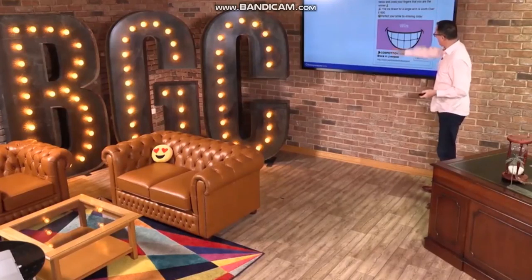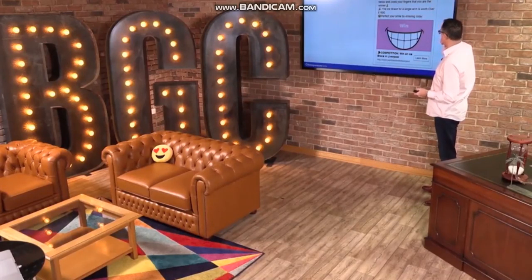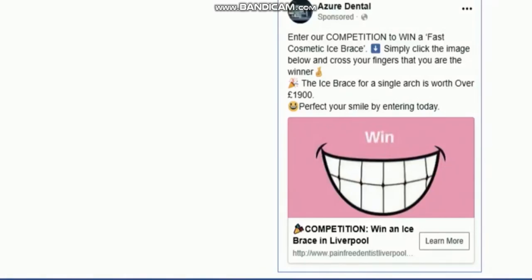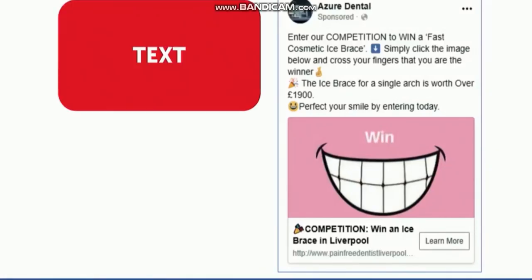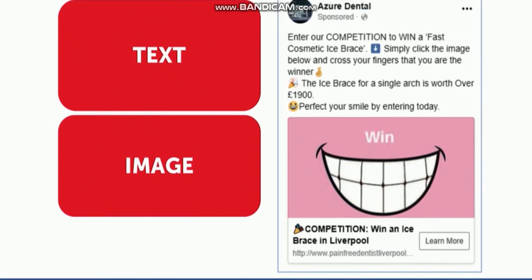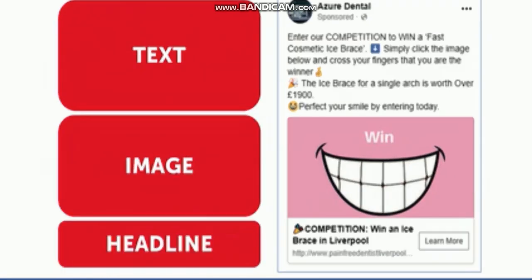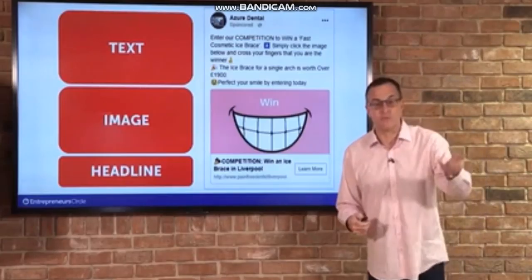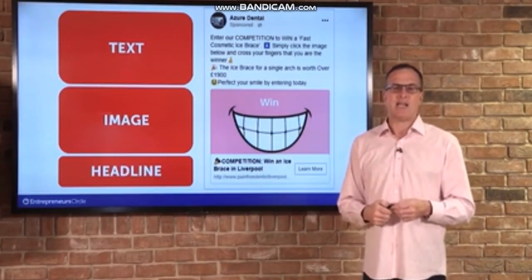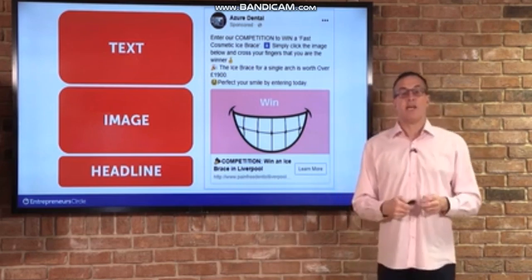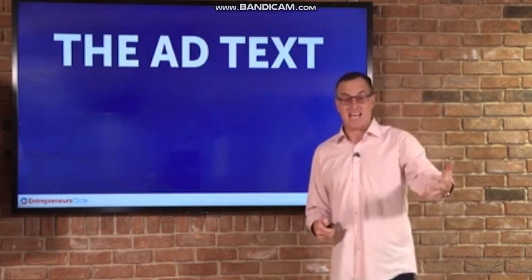Here's an ad. This worked very well for one of our dentists in Liverpool. There are 3 elements to this ad. The first one is the text, the bit at the top. The second element is the image, the bit in the middle. And then, slightly strangely, the bottom bit is the headline. Facebook puts the headline at the bottom. Let's look at those 3 elements in turn. Let's look at the ad text first.